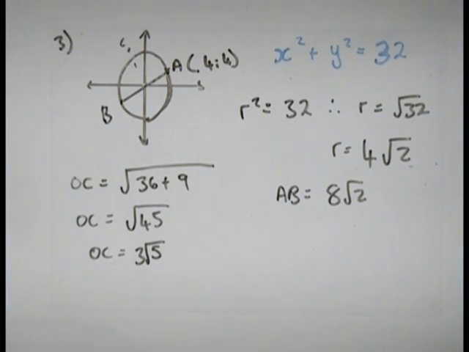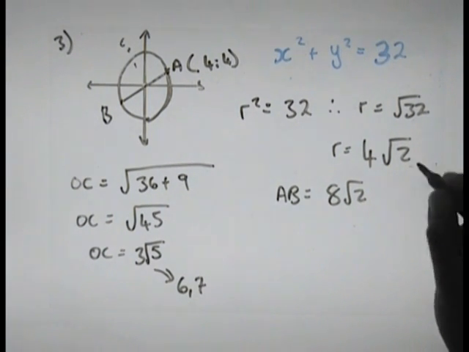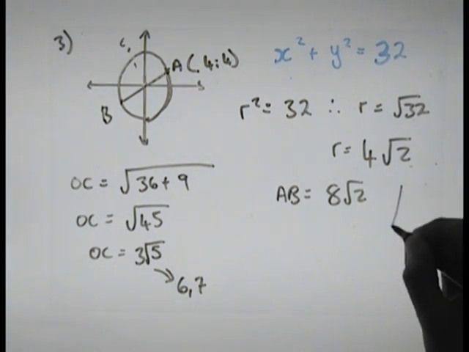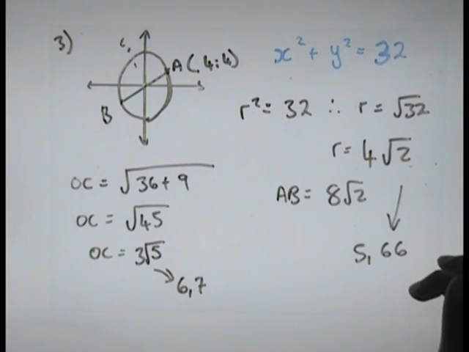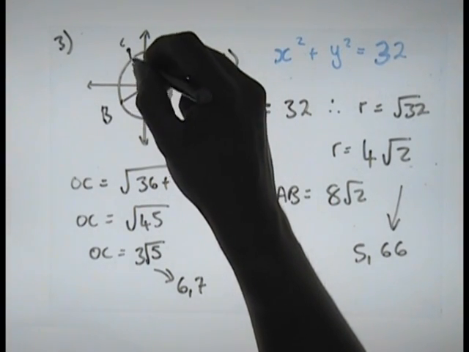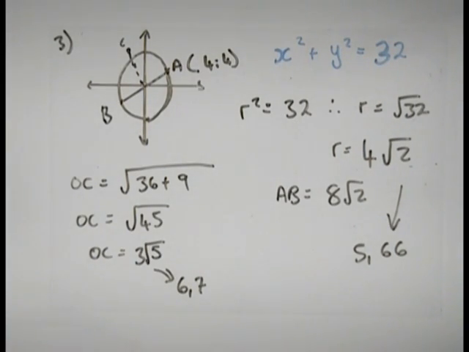3 root 5 is equal to 6.7. And our radius is 4 root 2. 4 root 2 is equal to 5.66, or 5.7. That means that point C lies outside the circle due to the fact that OC is greater than the radius.